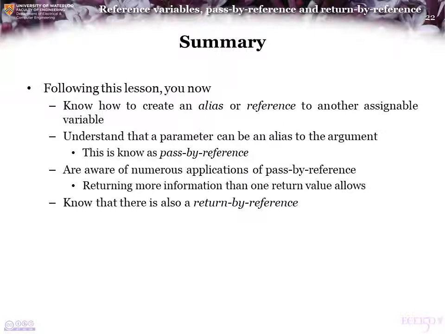So following this topic, you now know how to create an alias or a reference for an assignable variable. You understand that a parameter can be an alias to the argument, and this process is known as passing by reference. You are aware that numerous applications can use pass by reference that allows more information to be changed, and you are generally aware that there is something called return by reference, but don't worry too much about that for this course. You will not need to know return by reference for the final examination.